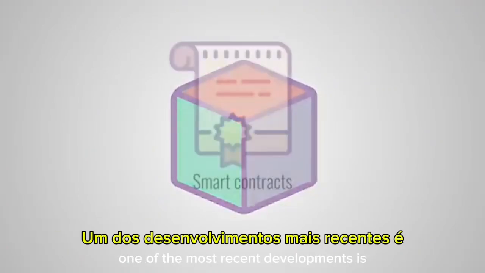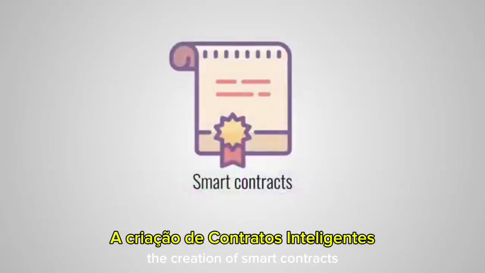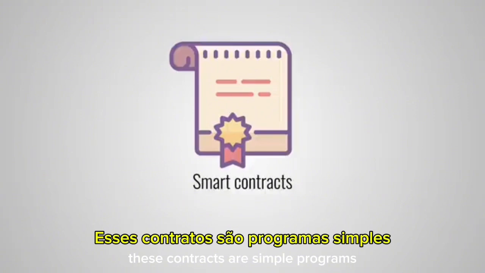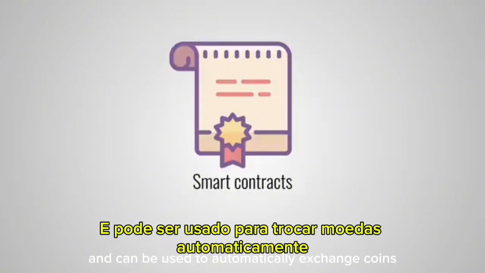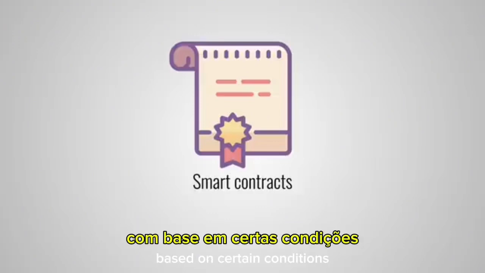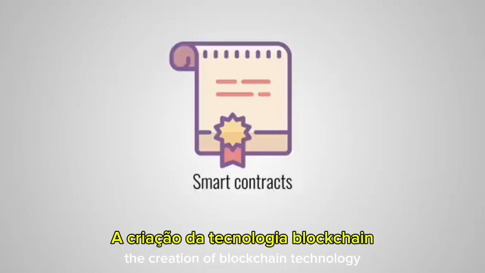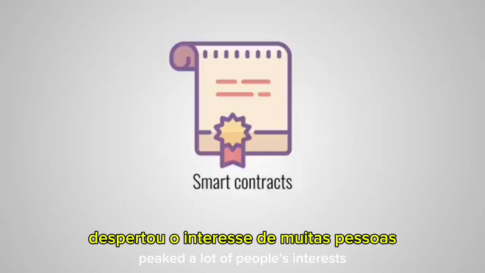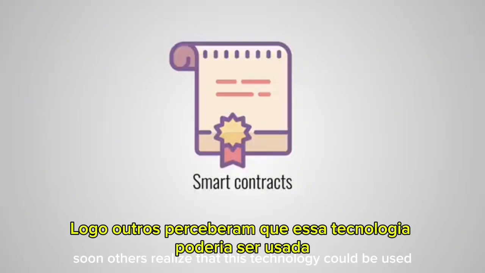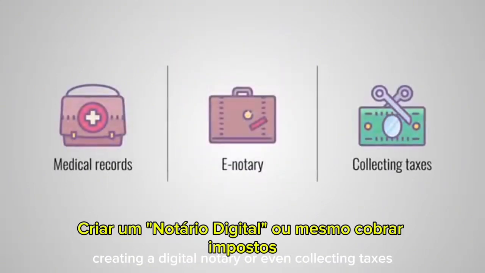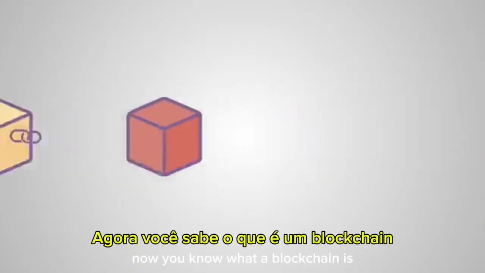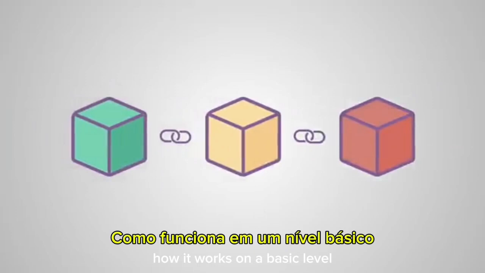One of the most recent developments is the creation of smart contracts. These contracts are simple programs that are stored on the blockchain and can be used to automatically exchange coins based on certain conditions. The creation of blockchain technology piqued a lot of people's interest. Soon others realized that this technology could be used for other things, like storing medical records, creating a digital notary, or even collecting taxes. So now you know what a blockchain is, how it works on a basic level, and what problems it solves.